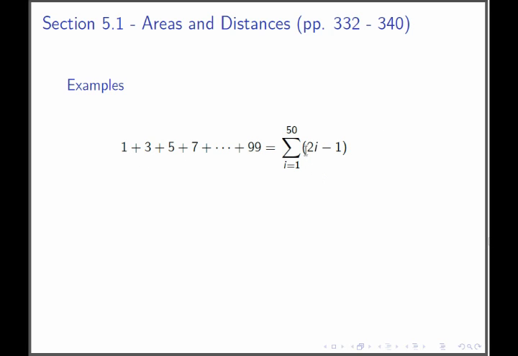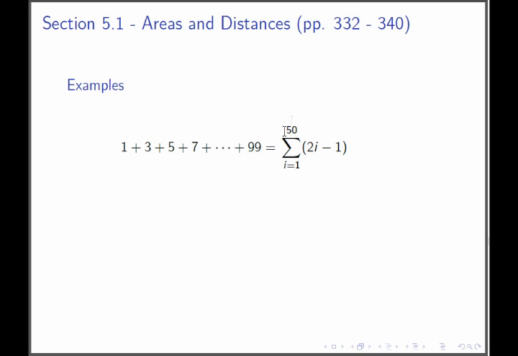Well, it's the sum of the odd integers between 1 and 100. And odd integers can usually be written as 2i minus 1. 2i is an even number, subtract 1 from that, you get an odd number. And let's see, did I get the index right? If I let i equal 1, then I get 2 times 1 minus 1, and that is 1, which is the first term of the sum. And if I plug in i equals 50, then I get 2 times 50 is 100, minus 1 is 99, which is the last term in the sum, so this looks right.